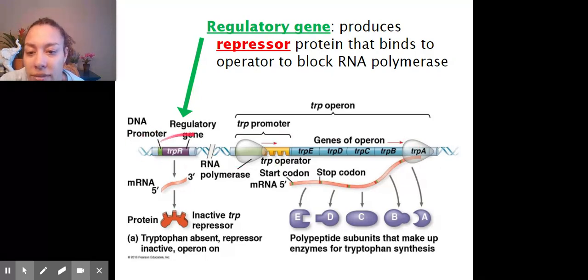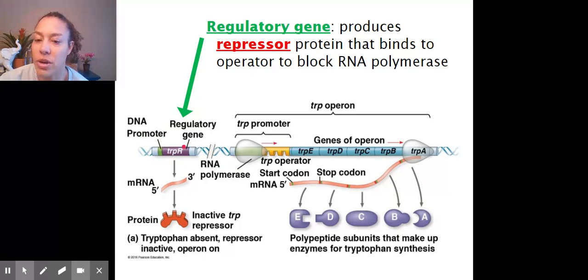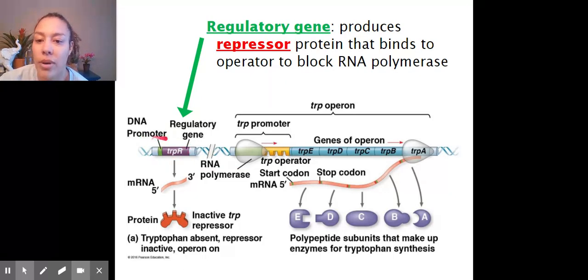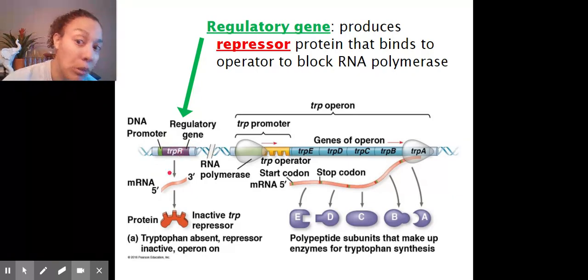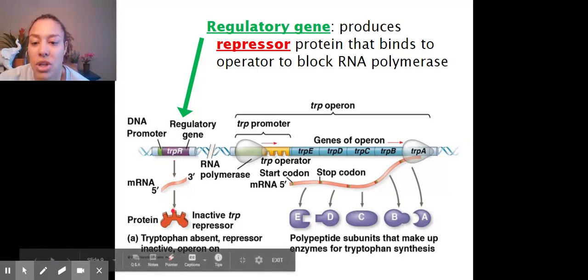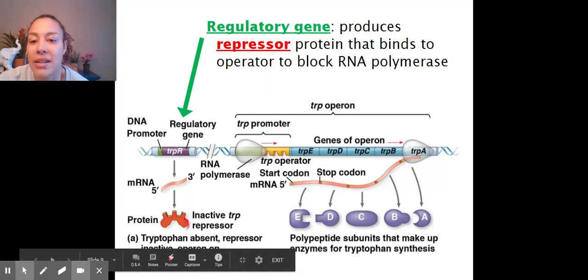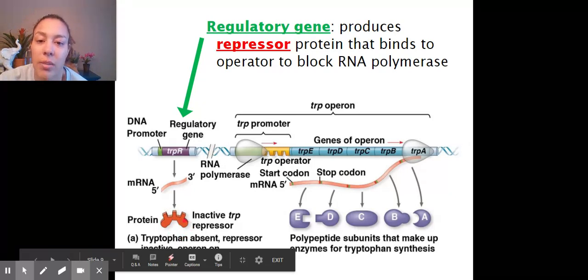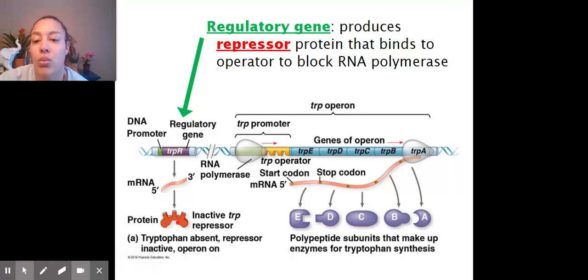Over here on the left side, upstream of our operon, we have a promoter and we have a regulatory gene, but there's no operator. So this would not be the operon region. This is actually called the regulatory gene region, where transcription and translation can occur, and either a repressor or an activator can be made by this regulatory gene upstream from the operator. And in this case, because we're talking about tryptophan, this is going to develop a repressor.